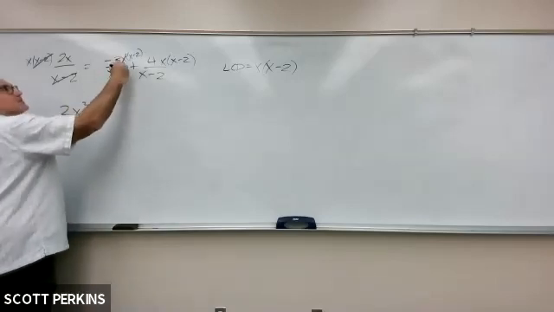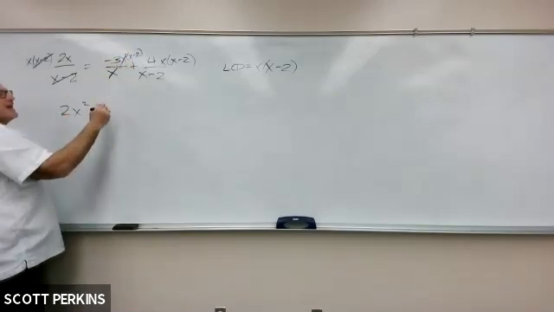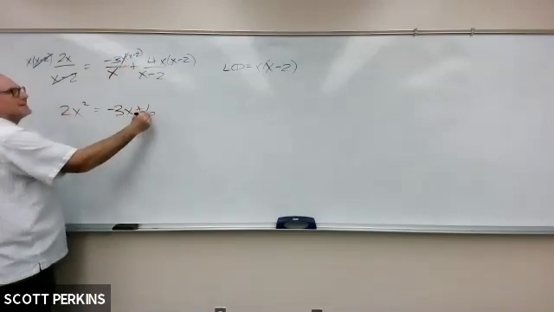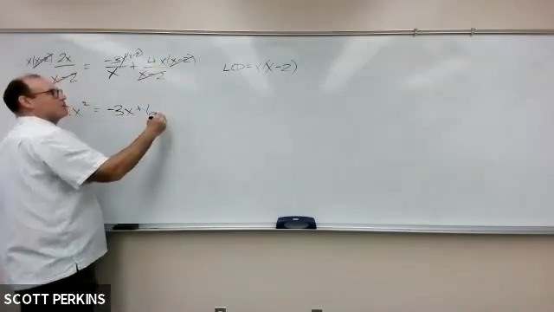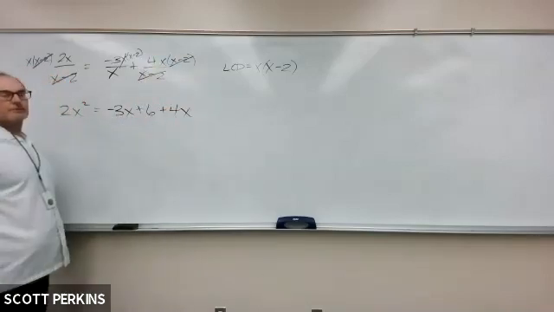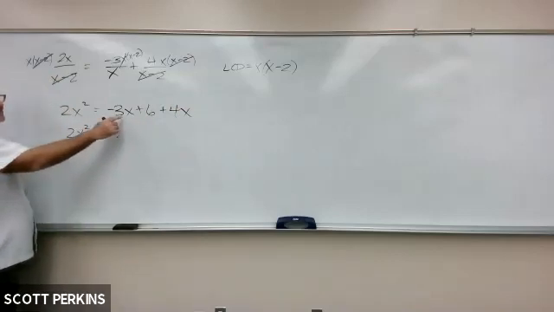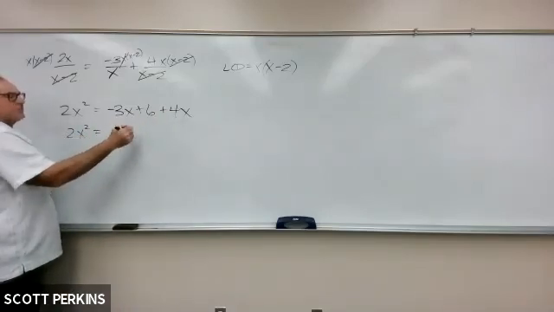Here the x's cancel, so I have negative 3 times x minus 2, so that's negative 3 times x is negative 3x. Negative 3 times negative 2 is plus 6. And then lastly, the x minus 2's cancel, and I have 4 times x. Let me collect those like terms on the right, and then we'll talk about solving this. So I have negative 3x plus 4x, that's plus 1x, and then plus 6.